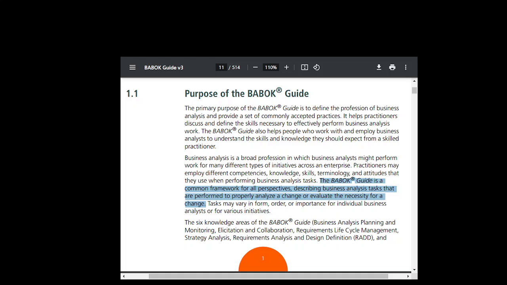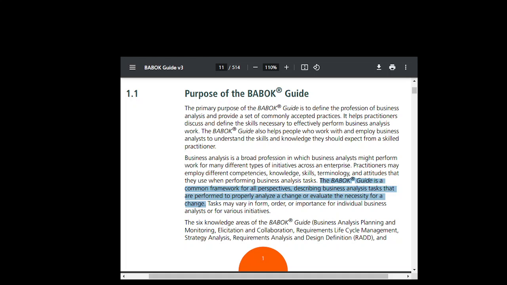Remember, enterprises. Describing business analysis tasks that are performed to properly analyze a change. Telling you also that this BABOK Guide helps you to analyze change or evaluate the necessity for a change. And remember, as a business analyst, we are change drivers. So it tells you this BABOK Guide would guide you to analyze a change, and at the same time evaluate the need for a change.